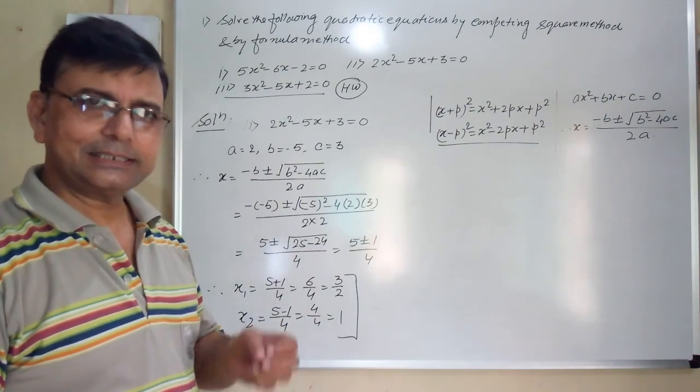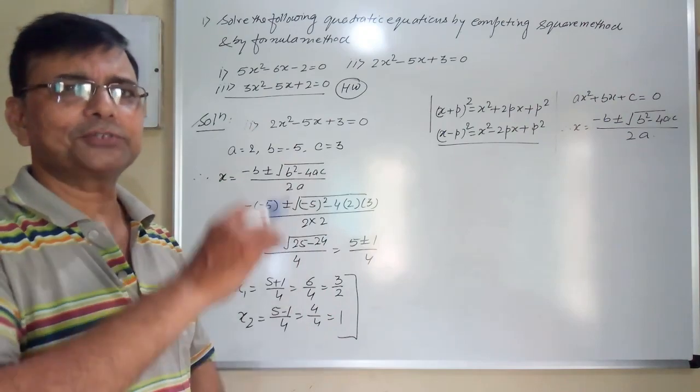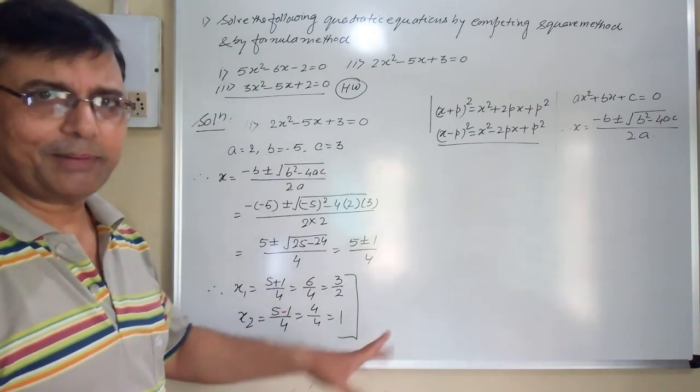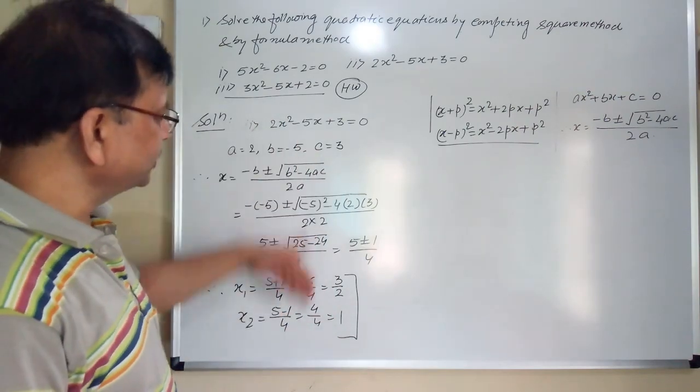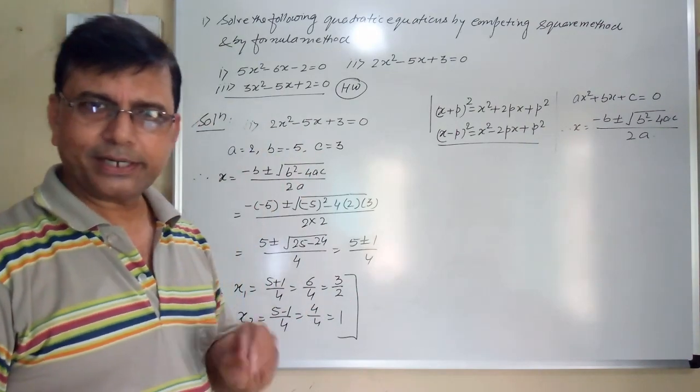So the formula method is easier because this formula has been established by the completing the square method only, which I just explained to you. So both the methods were used to find the values of x of this quadratic equation.